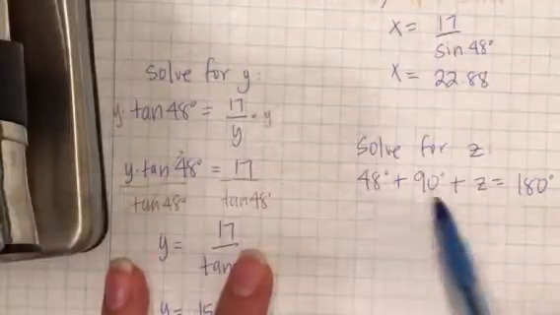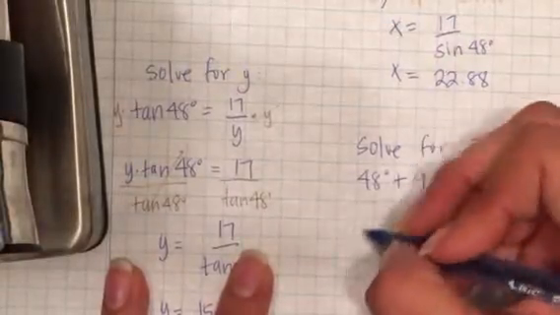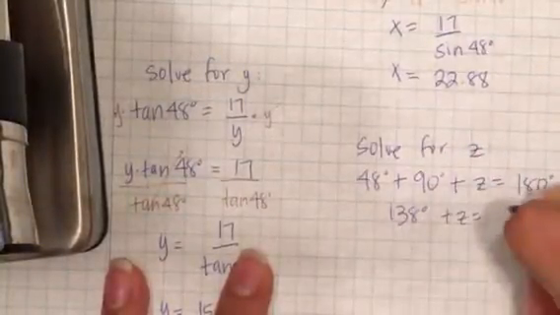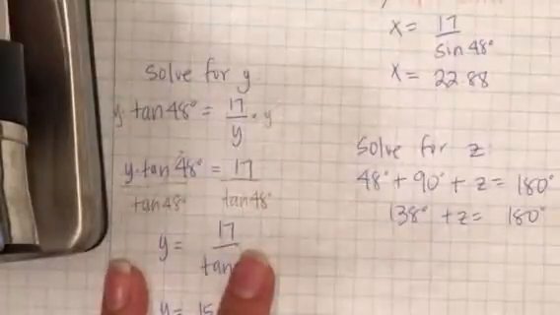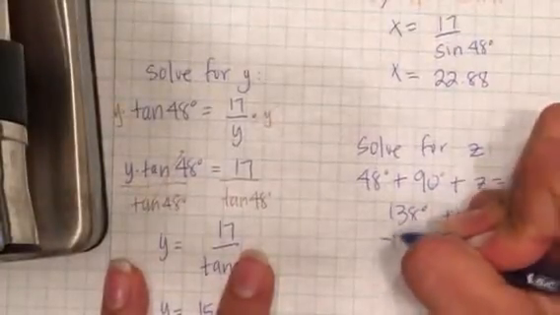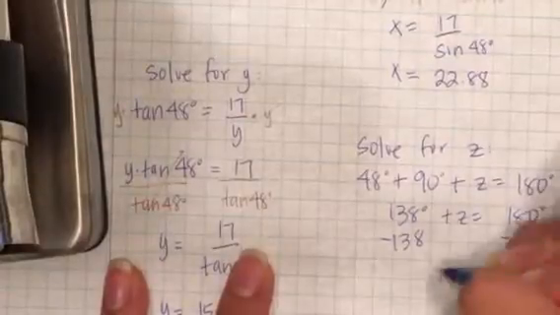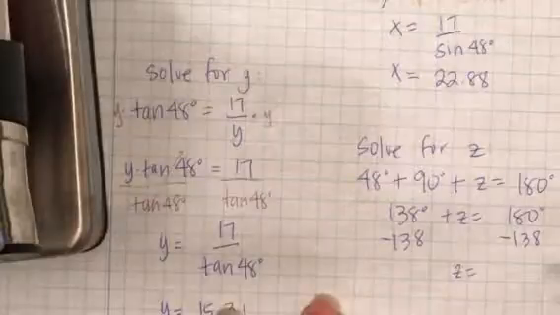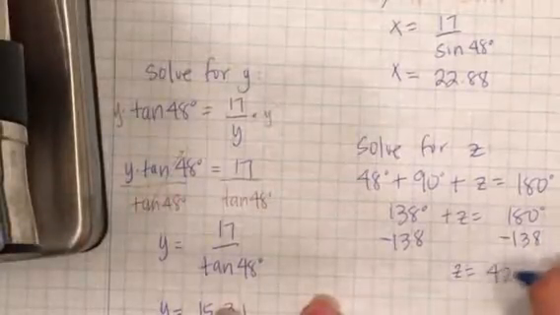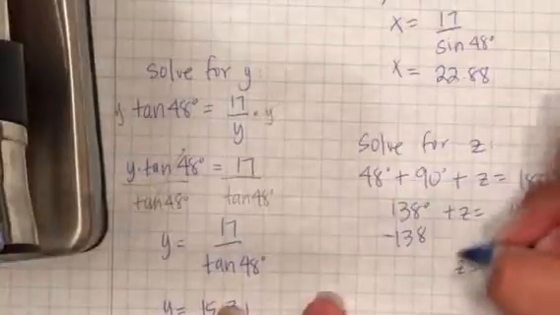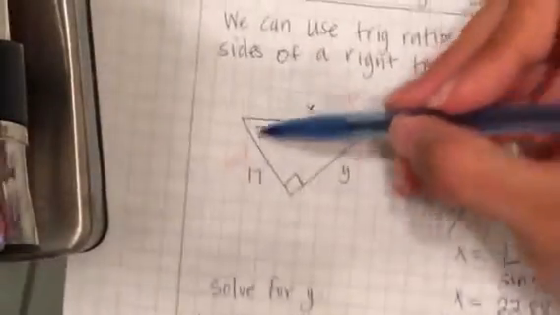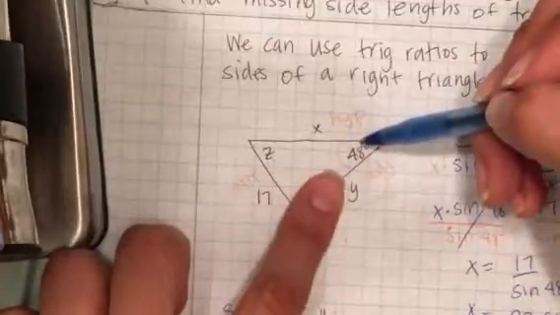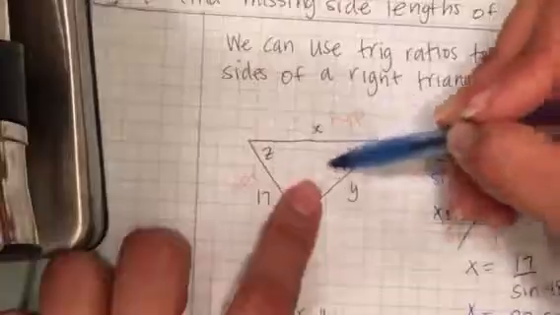I'm going to solve this equation. 48 plus 90, what does that give you? It gives you 138 degrees plus z is equal to 180. How do you solve this equation? Of course, you're going to subtract 138 from both sides. Z is equal to, what is it, 42 degrees, I think? Yep, 42 degrees. Okay, so you want to check that. 42 plus 48 already gives you 90, plus another 90, that's going to be 180 degrees.